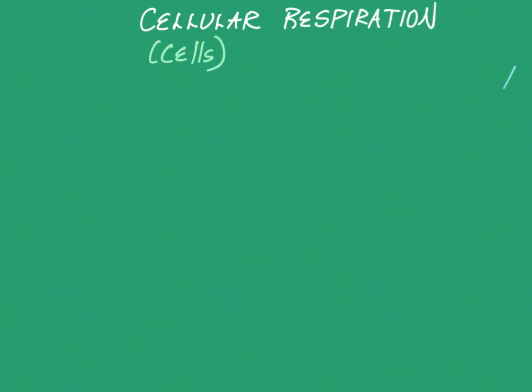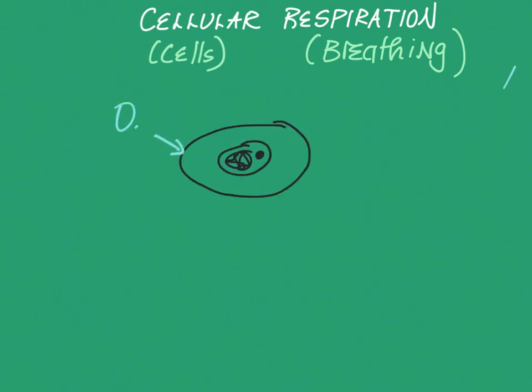Let's take a close look at cellular respiration, which is an example of a catabolic process. It is the breakdown of glucose to provide energy in the form of ATP. Cellular refers to cells, and respiration refers to breathing. When we breathe in oxygen and breathe out carbon dioxide, the cell is no different. Oxygen goes into the cell and carbon dioxide comes out.